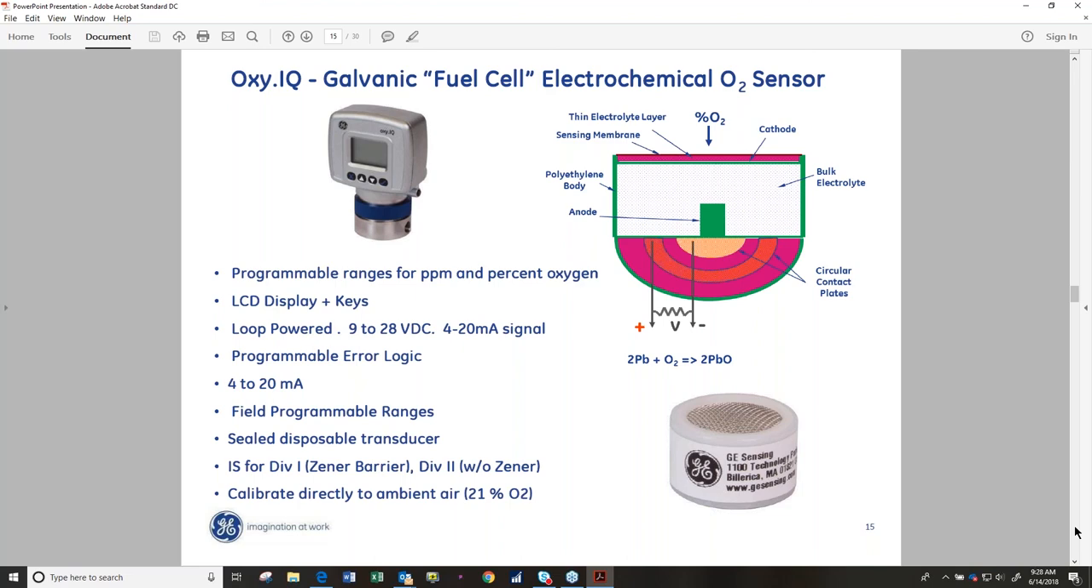Now, one of the nice things about this technology is you can just expose it to ambient air and calibrate it to ambient air. There's no zero adjust on this. Only a span calibration is required. The next slide, please.